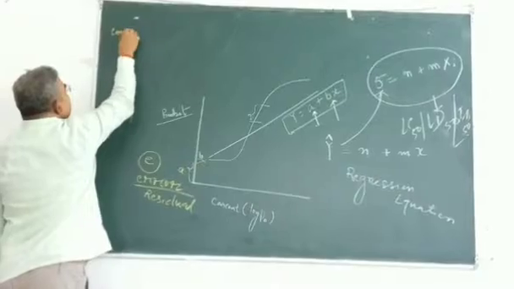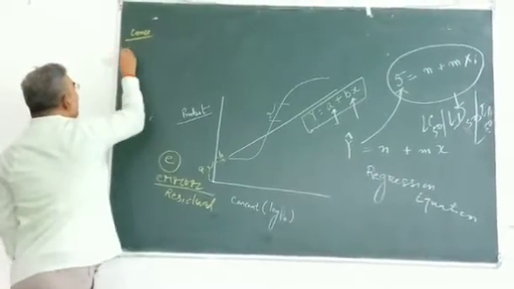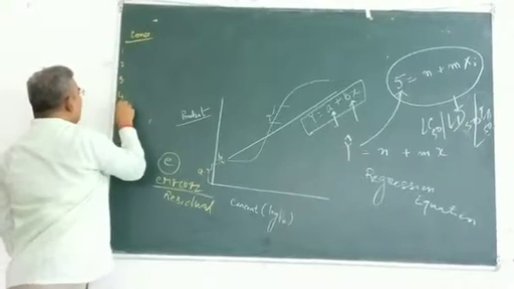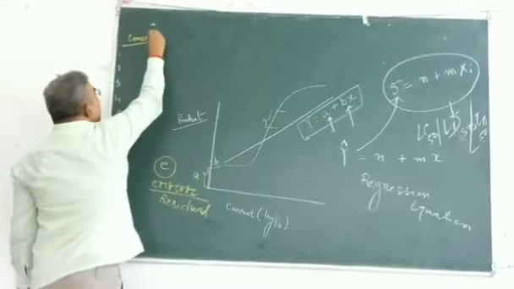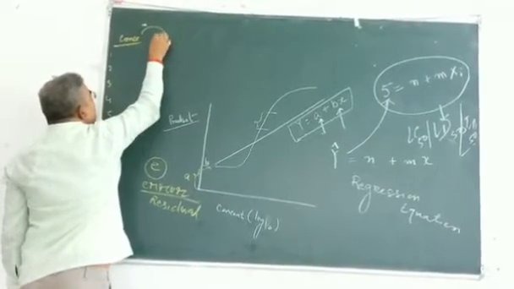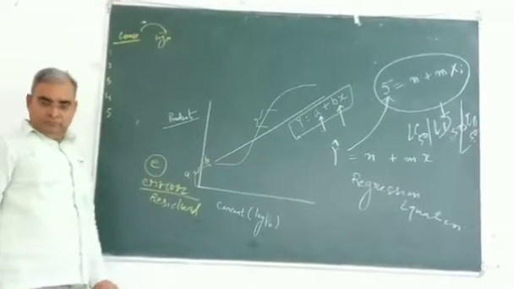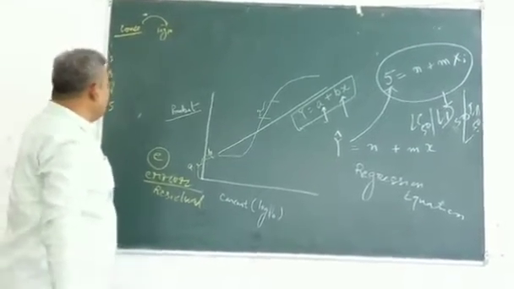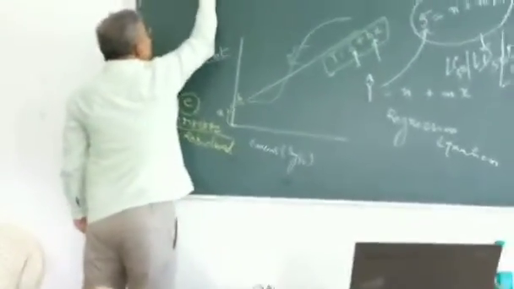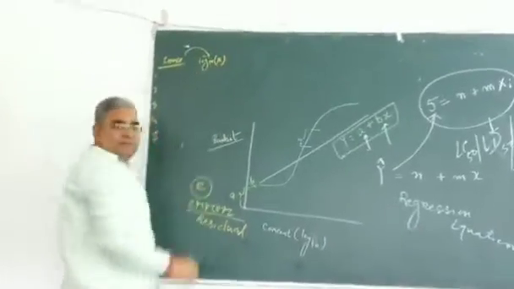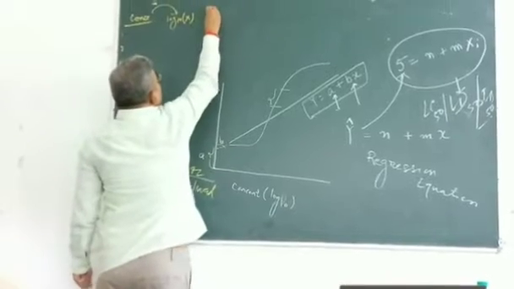ठीक है। Concentration: 1 2 3 4 5, जो भी लेना है, 6 7 8 9 10. Now the concentration is converted in the form of log 10. It is converted into the form of log 10. It is considered as the x because it is on the x-axis.